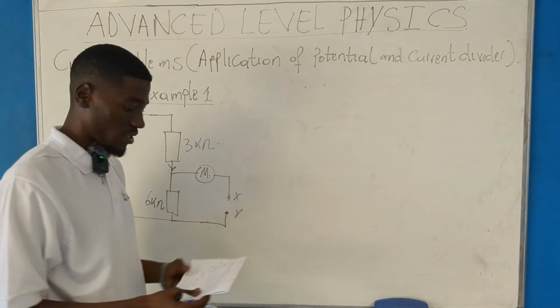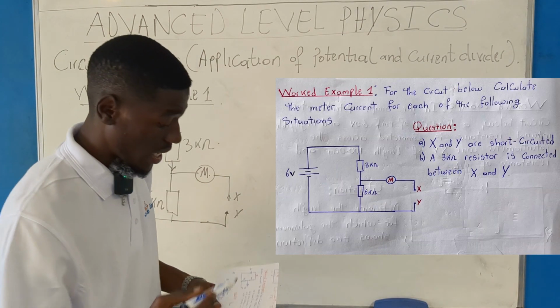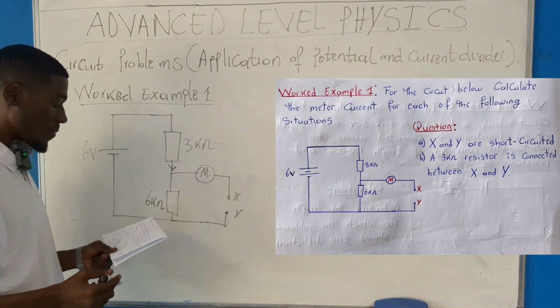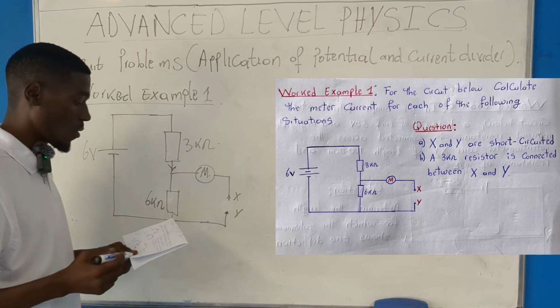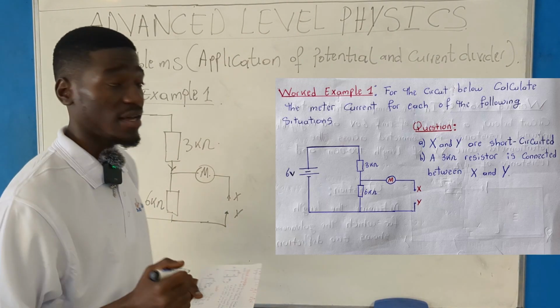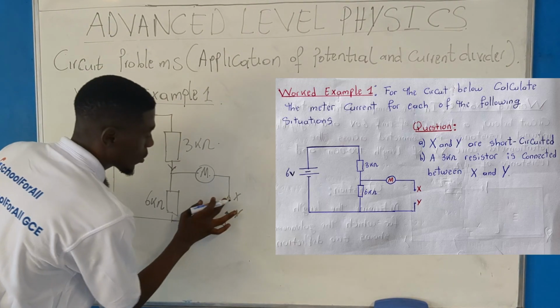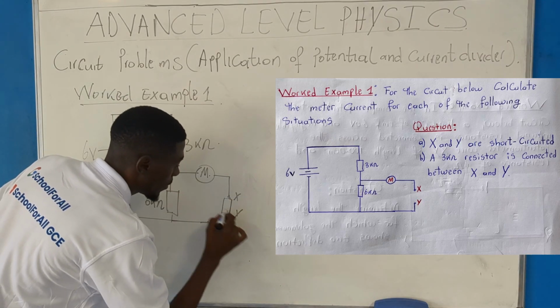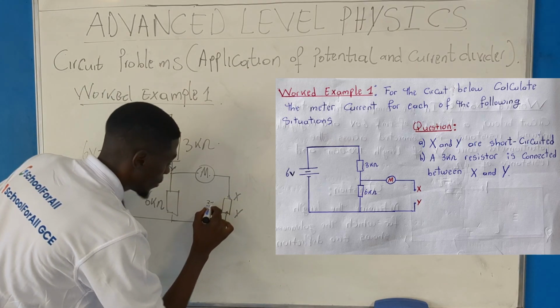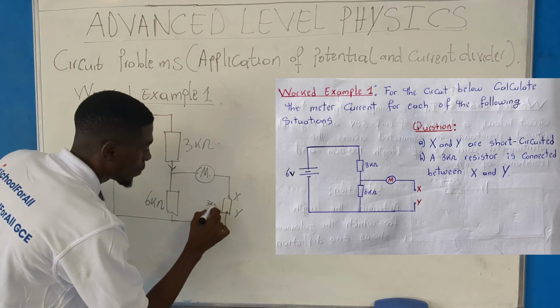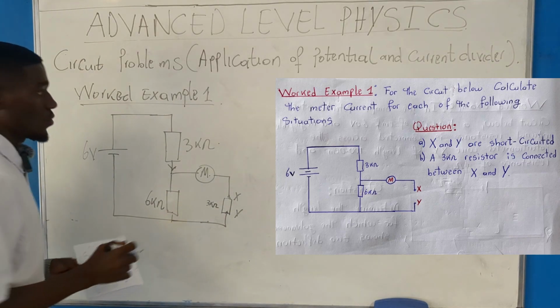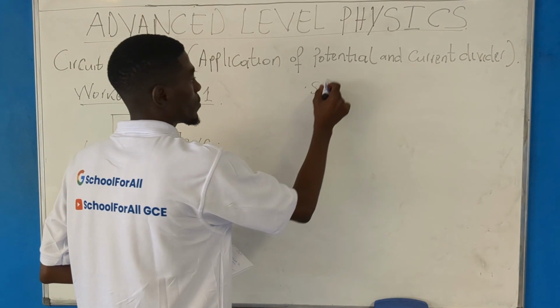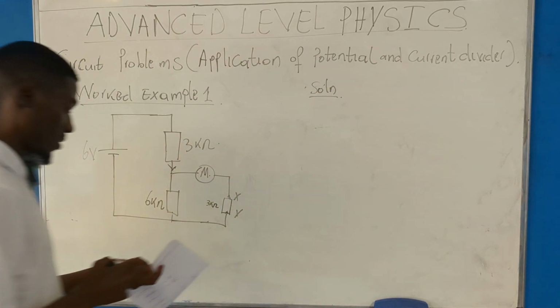The B part of the question is asking us to give the reading of the ammeter when a 3 kilo ohm resistor is connected between X and Y. It means that I come here and now connect a 3 kilo ohm resistor here, like this. So I want now to calculate the reading of the ammeter.